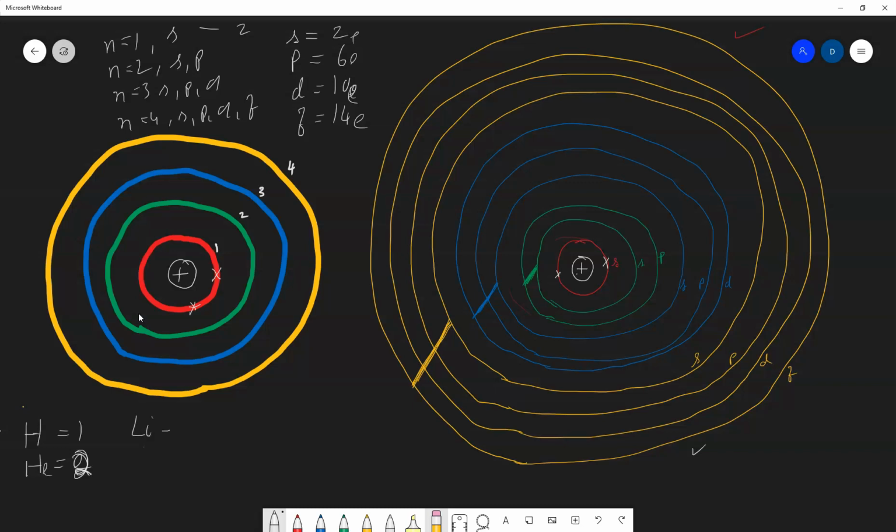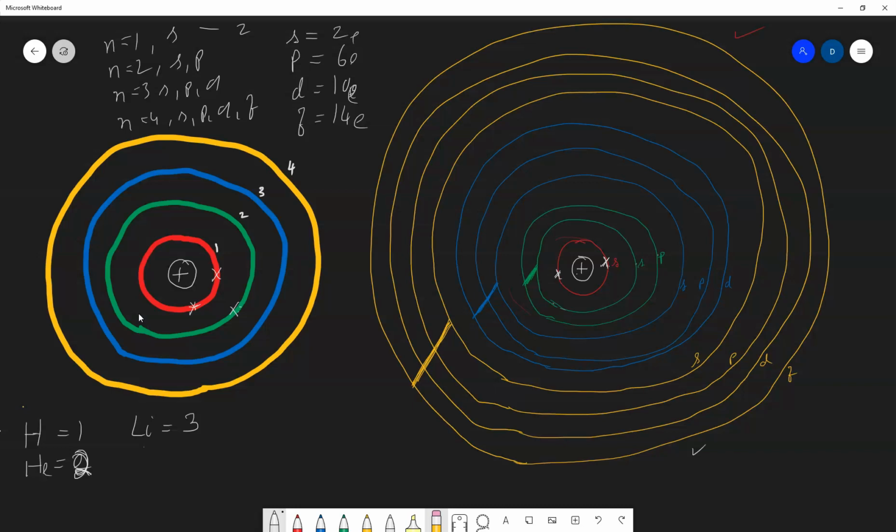Take lithium. Lithium has 3 electrons. The way you show it here is 2 in the first shell and the third in the second shell. In the s, p, d, f model, 2 will be in the s orbital of the first shell. Next you have to go to the second shell. In the second shell you have an s orbital and a p orbital. When you start filling electrons, you first fill the innermost orbital, the one closest to the nucleus.